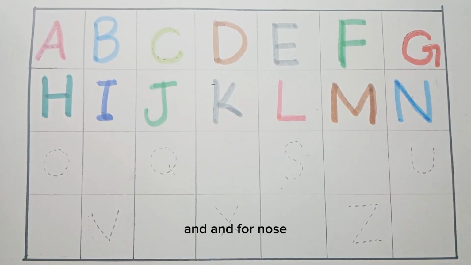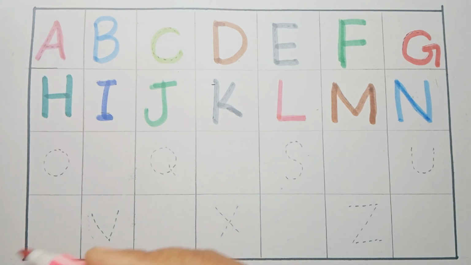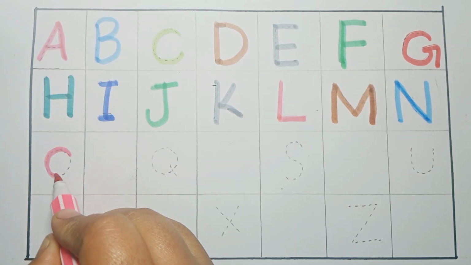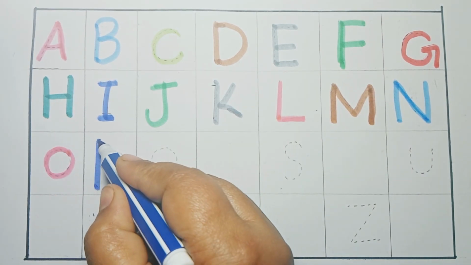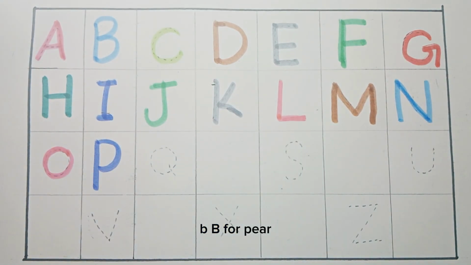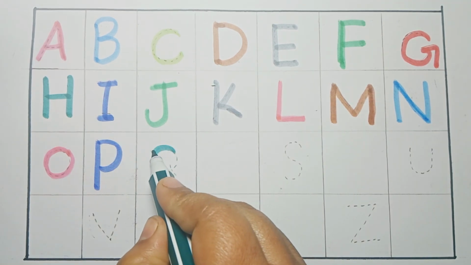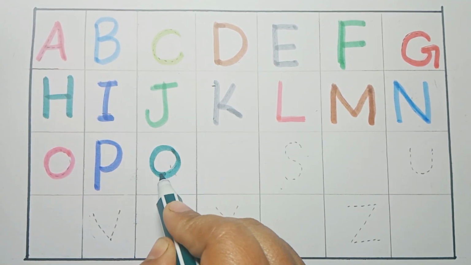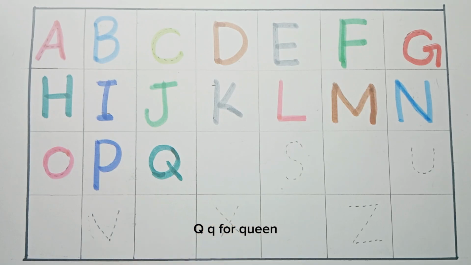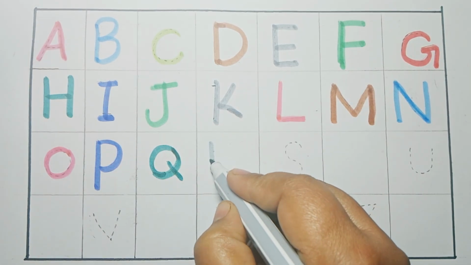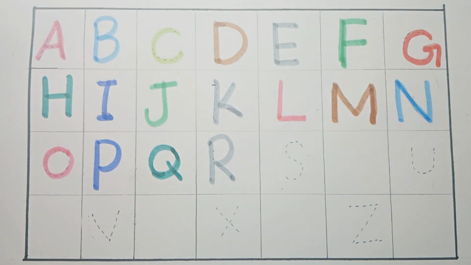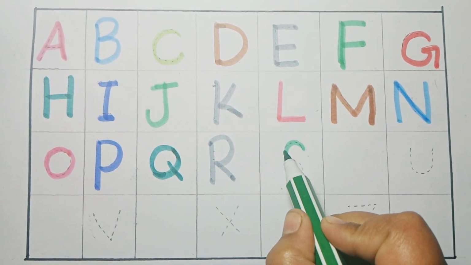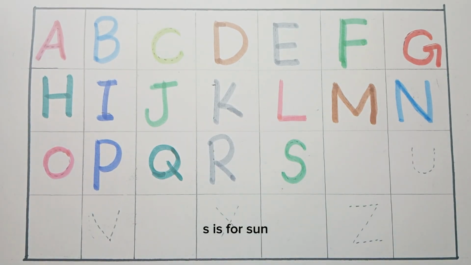N for nose, O for onion, P for parrot, Q for queen, R for rose, S for sun.